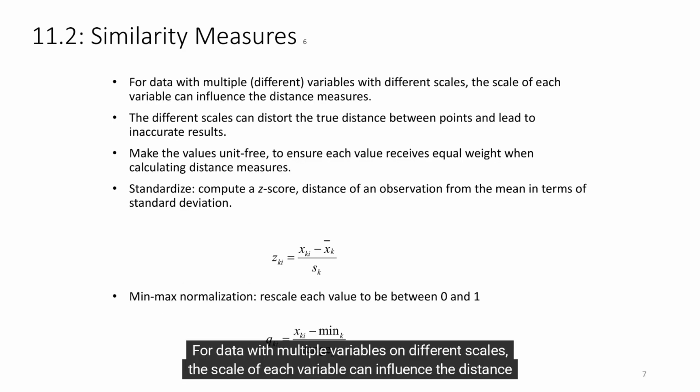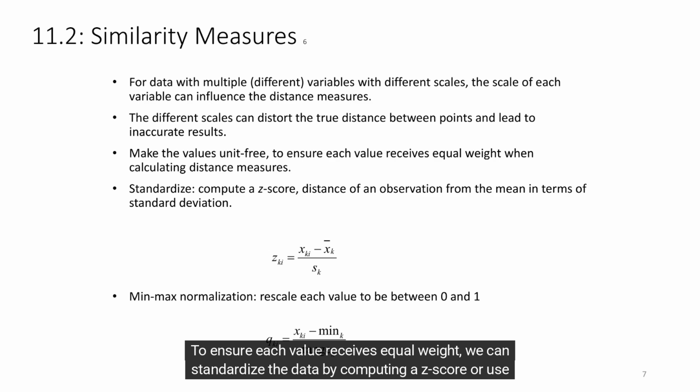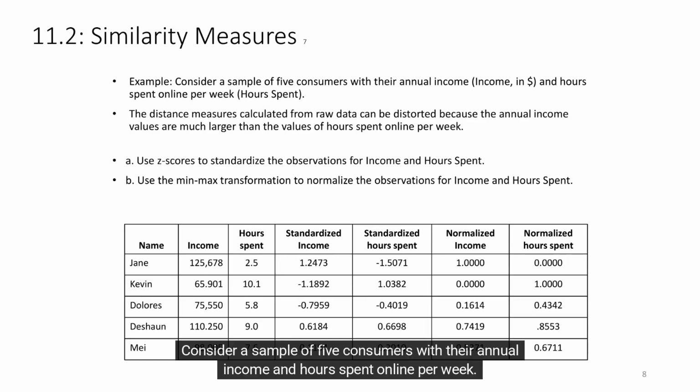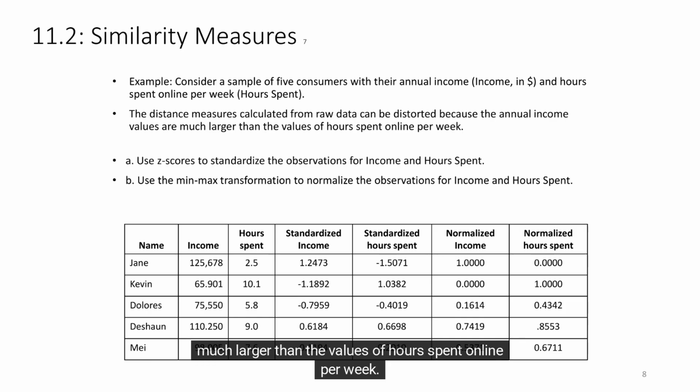For data with multiple variables on different scales, the scale of each variable can influence the distance measures. To ensure each value receives equal weight, we can standardize the data by computing a z-score or use min-max normalization to rescale each value between 0 and 1. Consider a sample of 5 consumers with their annual income and hours spent online per week. The distance measures calculated from raw data can be distorted because the annual income values are much larger than the values of hours spent online per week. We can use z-scores or min-max transformation to standardize the observations.